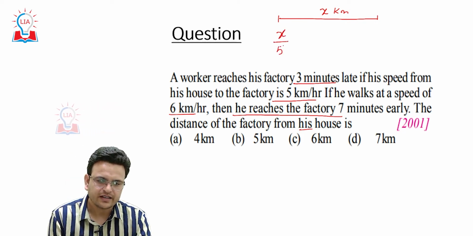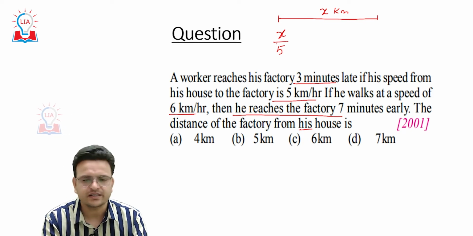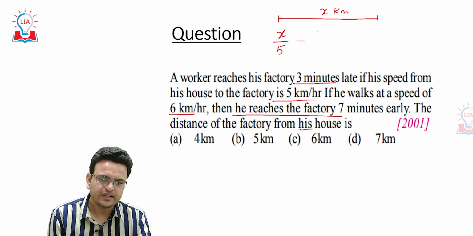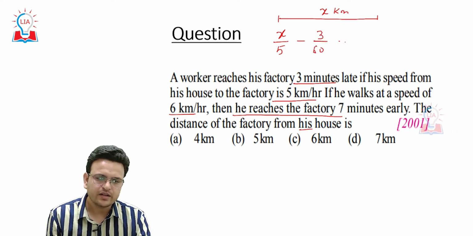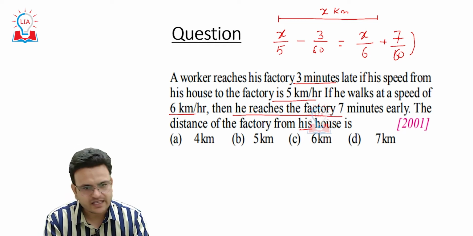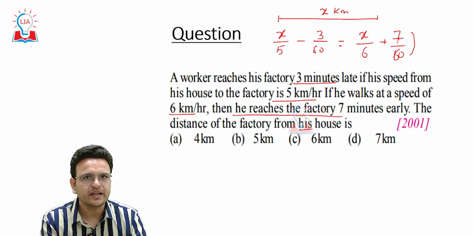A person is moving at a speed of 5 km per hour, then how much time will the person take? Distance upon speed. He was late by 3 minutes, so we can subtract 3 minutes. Again, he is going with a speed of 6 km per hour and he reached the factory 7 minutes early, so we can add 7 minutes. Hope you are able to understand how I made this equation. I explained how we have to make this equation.